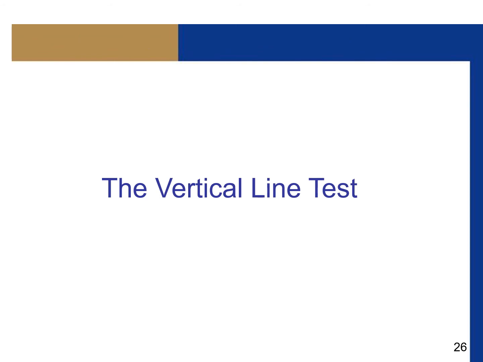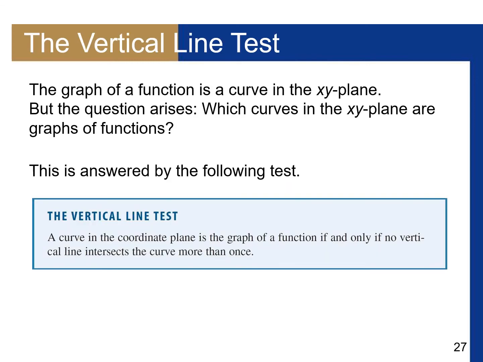So how do we know about continuous functions? Well, we do what's called a vertical line test. The graph of a function is a curve in the xy plane, but the question arises, which curves in the xy plane are graphs of functions? And so we need to see what graphs we have that we would consider functions. So we can do what's called a vertical line test.